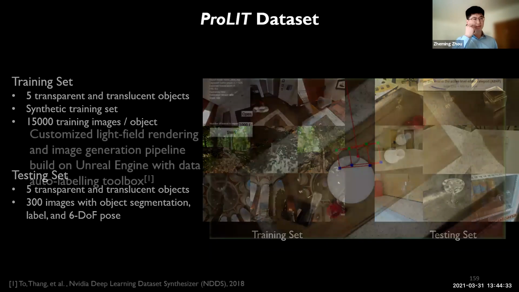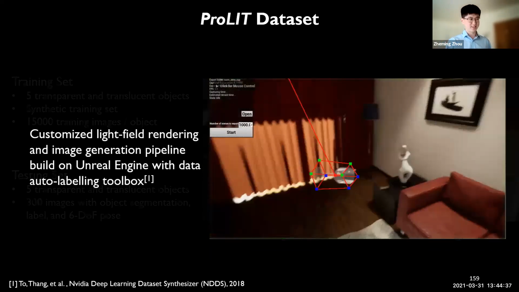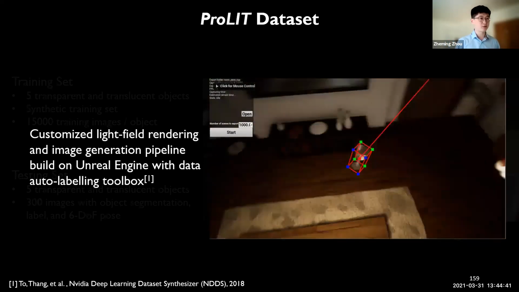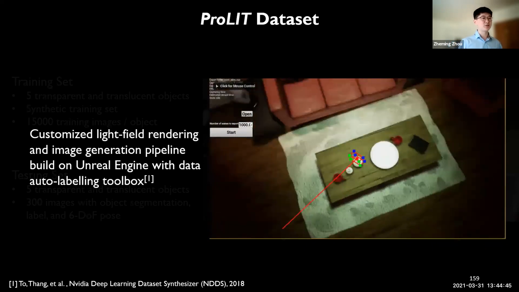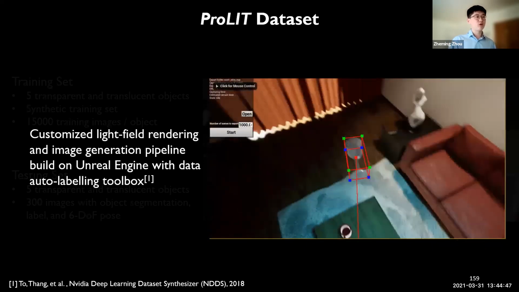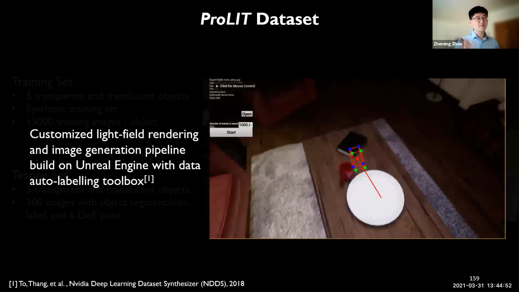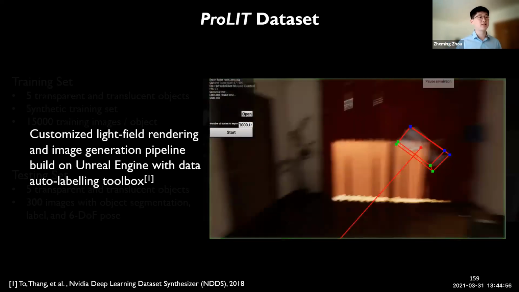And here we show examples of how we generate those synthetic images. We built a customized light field rendering and image generation pipeline on Unreal Engine with a data auto-labeling toolbox. We perform domain randomization, randomizing the light, the environment, and also the object pose and camera pose, to generate those light field images.